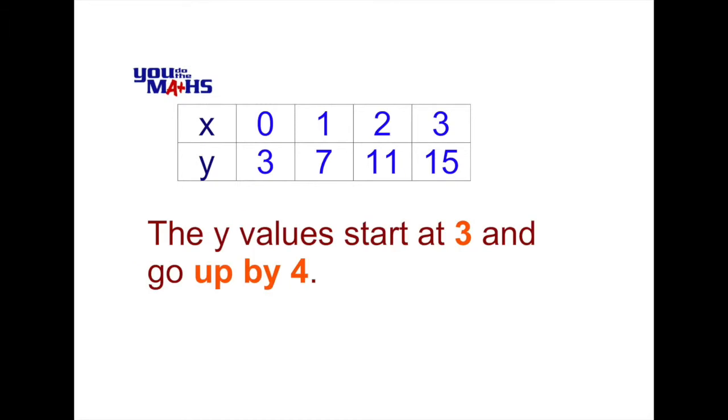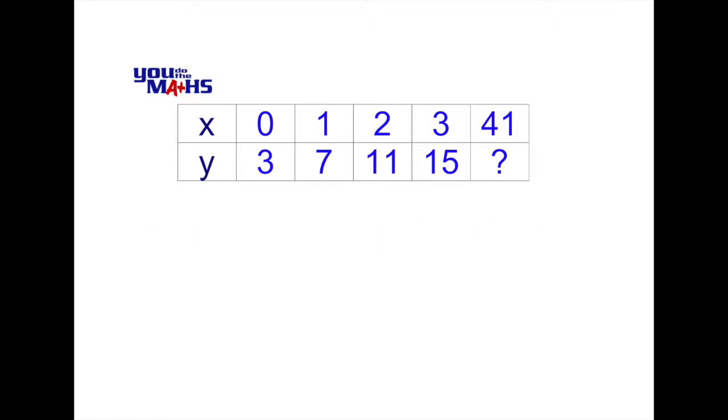The only trouble with that is if we want to find a term down the track, say for example when x equals 41, we have to go through and keep adding 4 all the time to the y values, and that could take some time. So what we're looking for is some sort of rule.